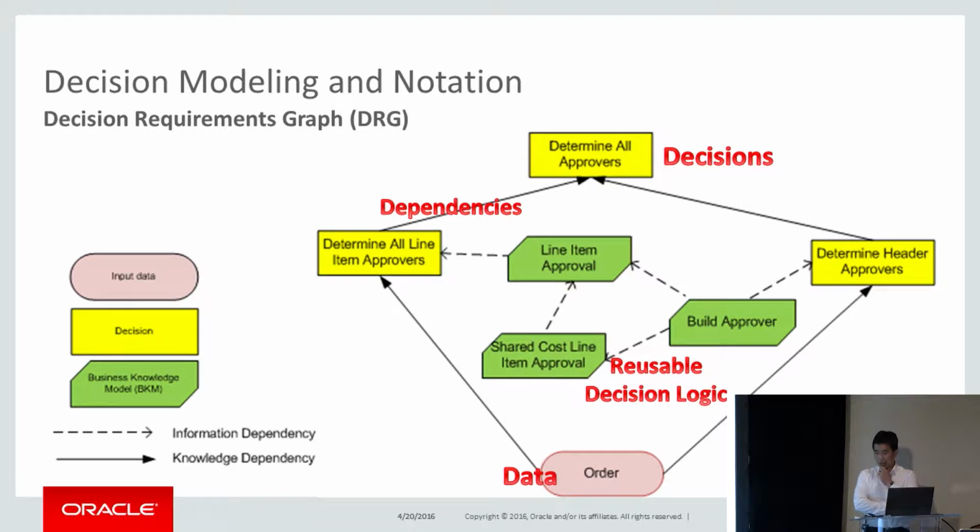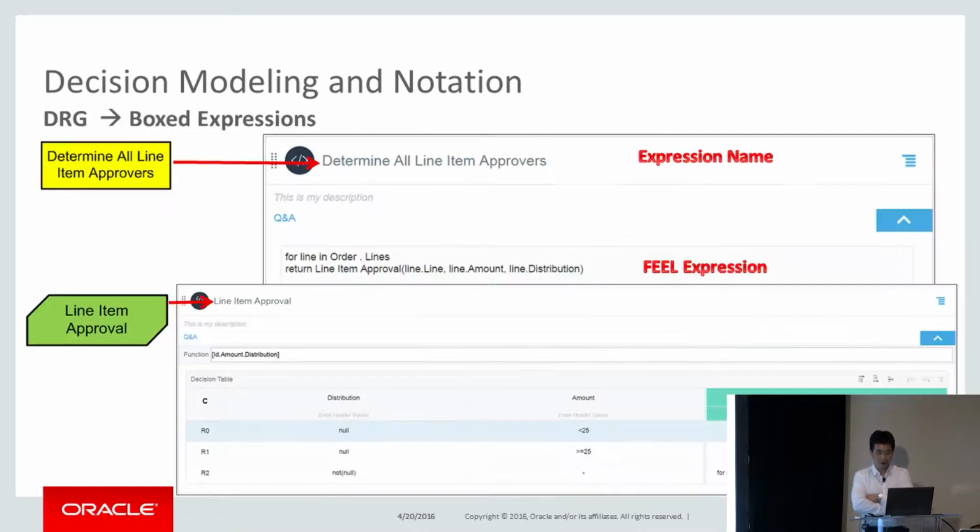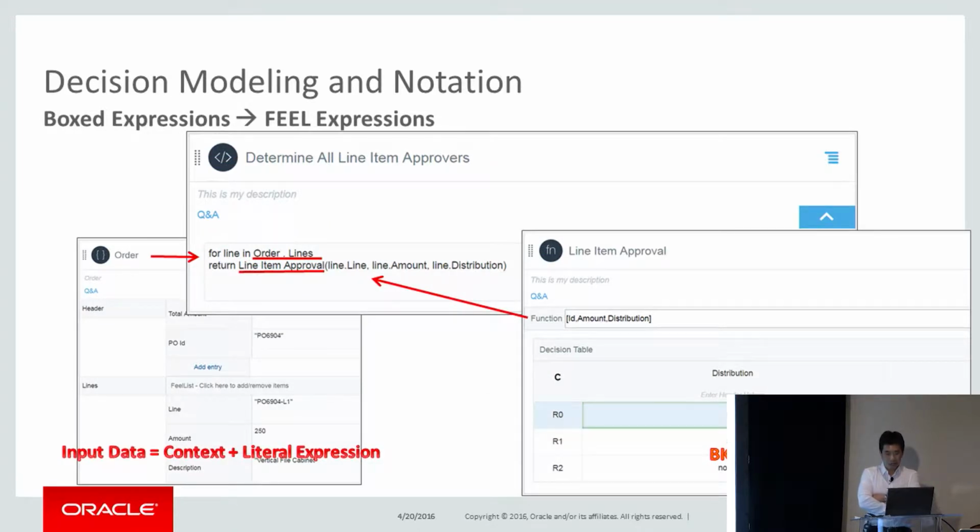So here's a decision requirement graph, and you can see that we have decisions, sub-decisions, dependencies, reusable decision logic called business knowledge models, and input data. These are all things we are familiar with. Now, this is the box expression. Within each box in the decision diagram is a box expression. A box expression is the notation for modeling the decision logic. The decision logic in the expression is implemented in an expression language called FEEL, which stands for Friendly Enough Expression Language. The box expressions can reference each other, as you see in the diagram, through their names.